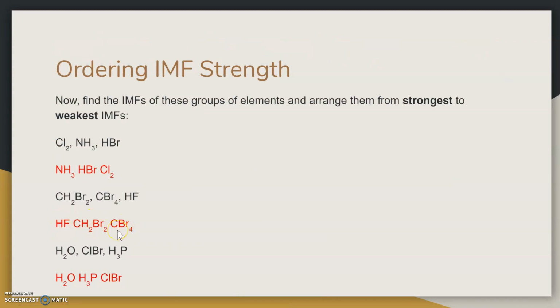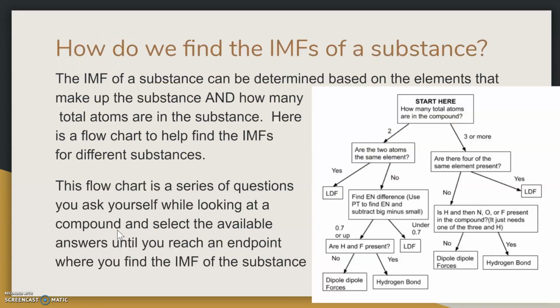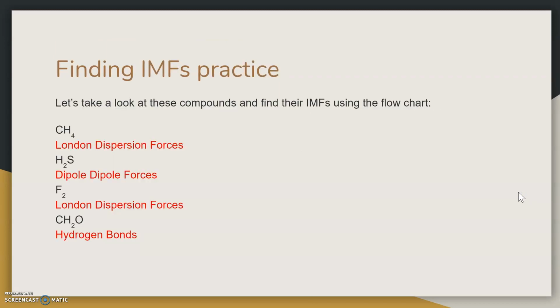And then CBr4, that's 5 atoms. So we're going to go over here. Are 4 of the same present? Yes. So it's London dispersion forces. So that's the weakest one.